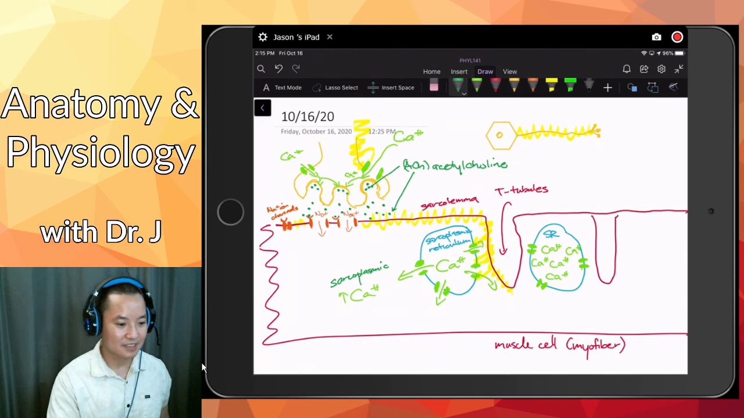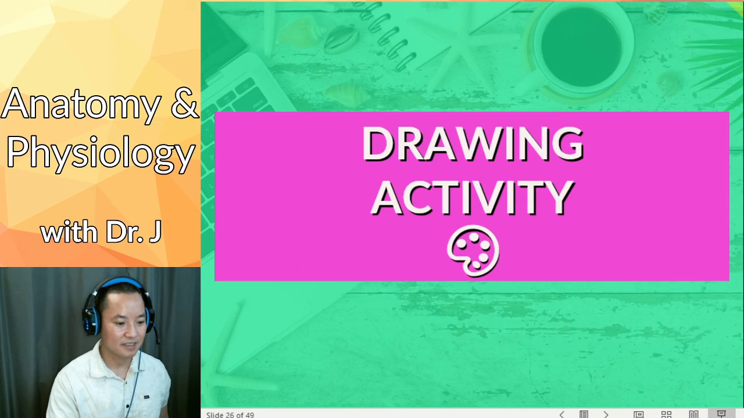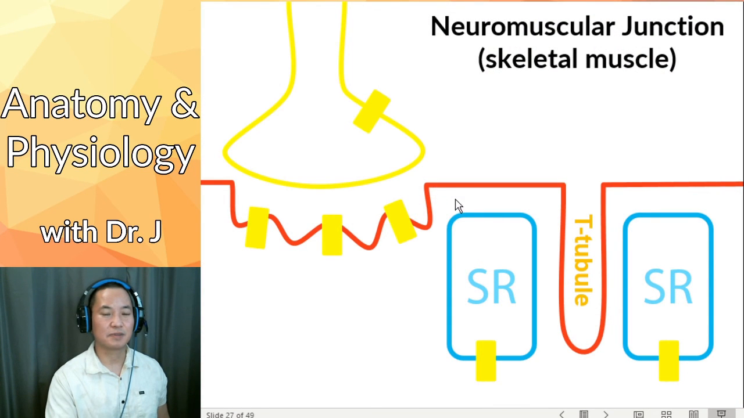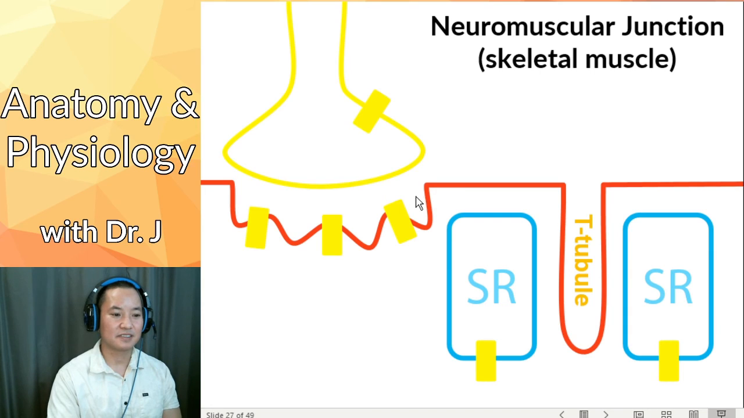All right, so then let's see this in animation form. To recap what we just did, I'm going to show you just an animation. This is what we call the neuromuscular junction. So here's the skeletal muscle over here. Here's the end of an axon. We call it the axon terminal. So this overall interface between a motor neuron and a muscle cell is called the neuromuscular junction.